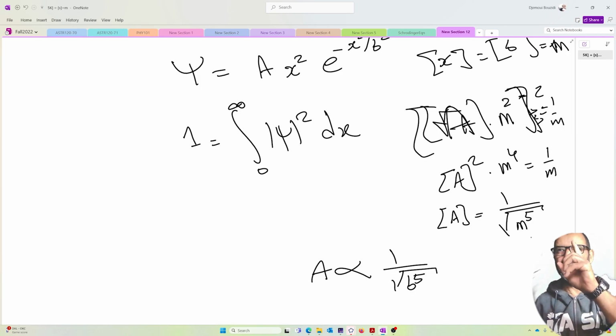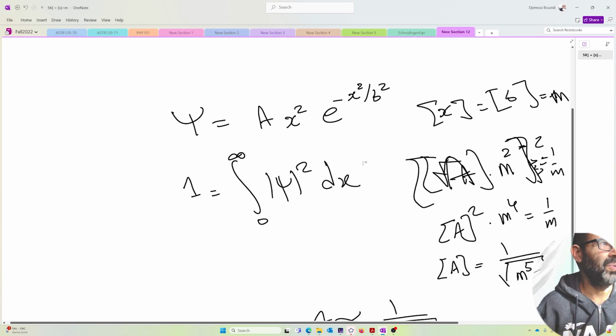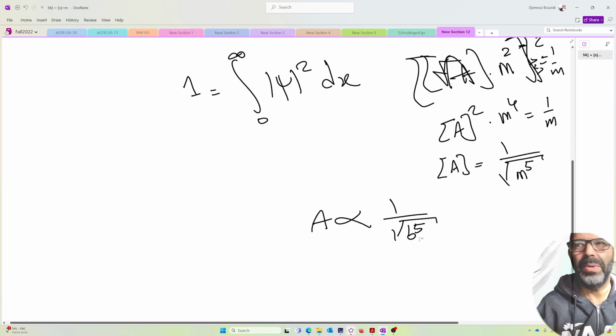That was lesson number 1 in physics: dimensions. And you can get a lot out of it. So we know that a, the amplitude of this wave function, must have a b to the power 5 in the denominator. If you did this, you could get a lot of credit, because the other number is just a number. It's like 1. Okay, so let's find it.